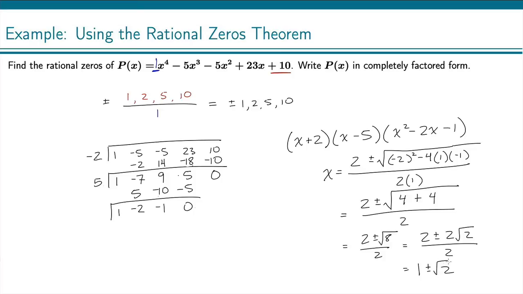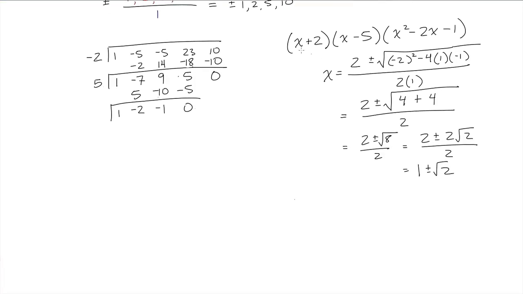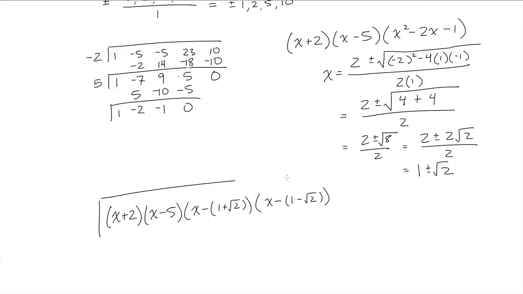Those are not rational because we've got that square root of 2 in there. So to write it in completely factored form, we've got these rational zero factors, and then for each of these we have a factor. So we have x minus 1 plus root 2 and x minus 1 minus root 2. And there's our completely factored form of our polynomial.